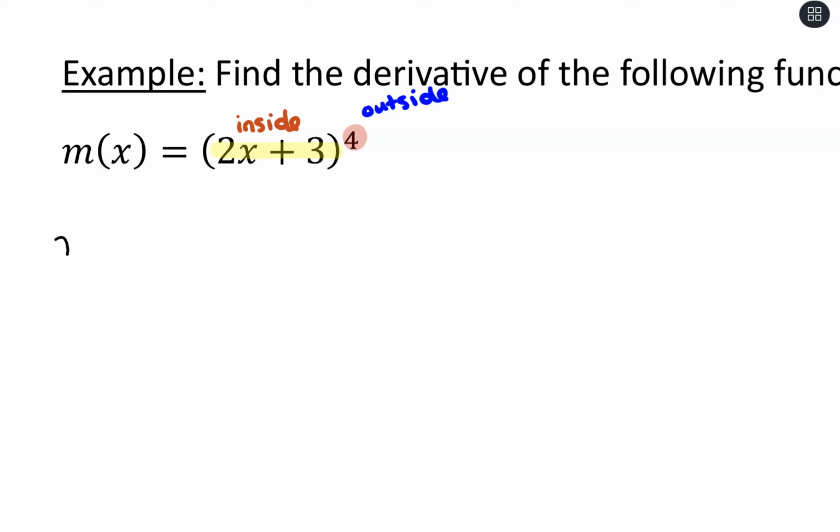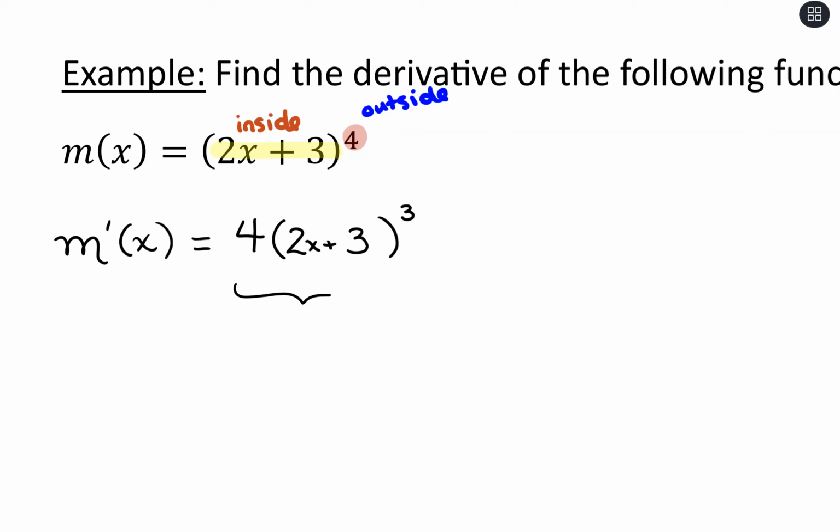So if I want to take the derivative of m of x, what we're going to do is think of how do we take the derivative of something raised to the fourth power. So if I have something raised to the fourth power, so this is the derivative of my outside function, we would bring 4 out front, bump the exponent down by 1. So there's the derivative of my outside function, and we keep the inside function.